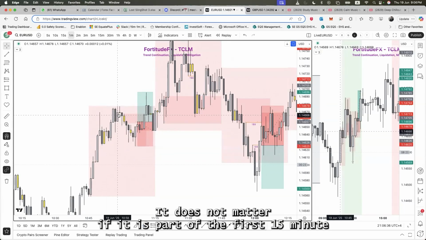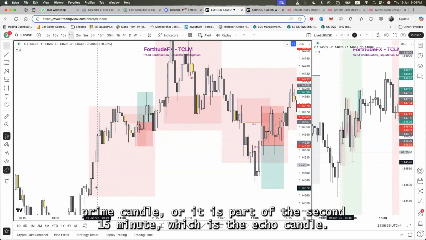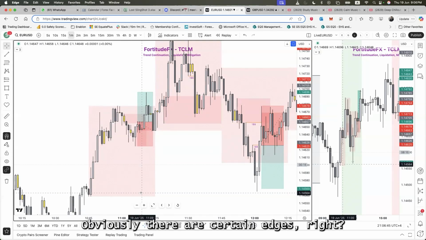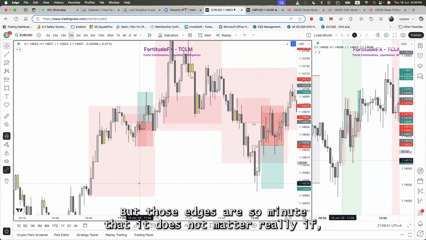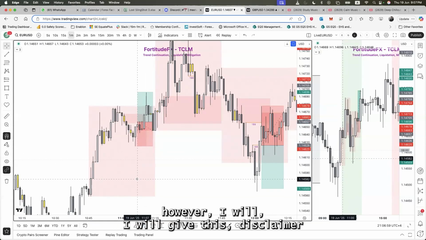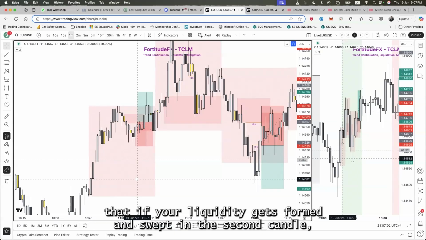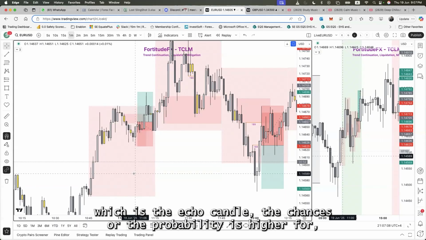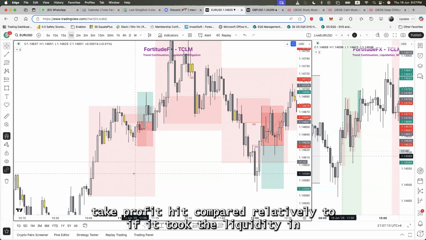It does not matter if it is part of the first 15-minute prime candle or it is part of the second 15-minute, which is the echo candle. It does not matter. Obviously, there are certain edges, right? But those edges are so minute that it does not matter really if you take the liquidity from the formation of the first candle or the formation of the second candle. However, I will give this disclaimer that if your liquidity gets formed and swept in the second candle, which is the echo candle, the probability is higher for a take profit hit compared relatively to if you took the liquidity in the first candle.